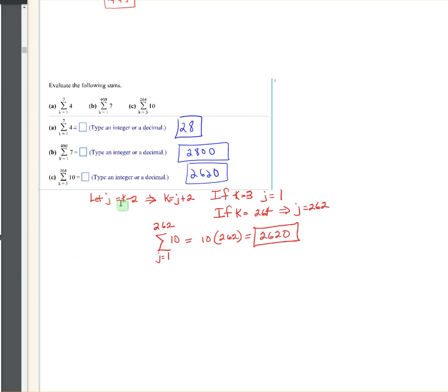So if we let j equal k minus 2, that would lead us to k equals j plus 2. So if k is 3, j is 1. If k is 264, which is what we have up here, that leads us to j is 262. We're just writing an equivalent. So this can be 1, 262, 10 here, and then we can use our rule. So we had to kind of manipulate it to where we were starting with a different number here, and how did that affect this? So you get 2620.